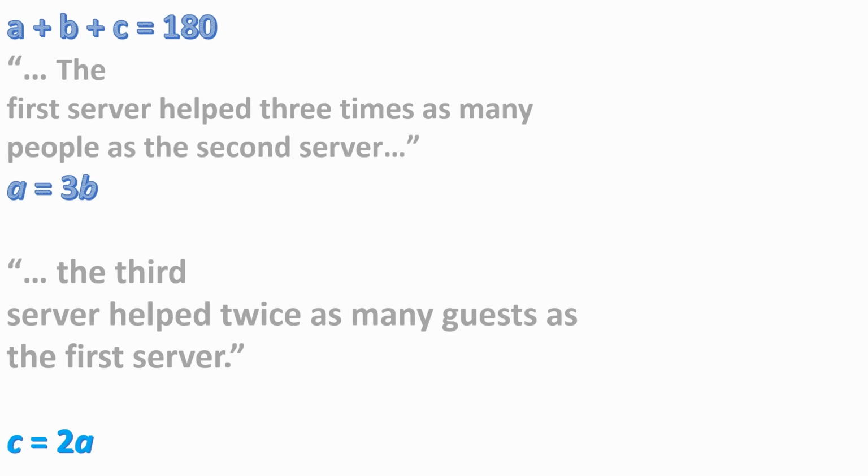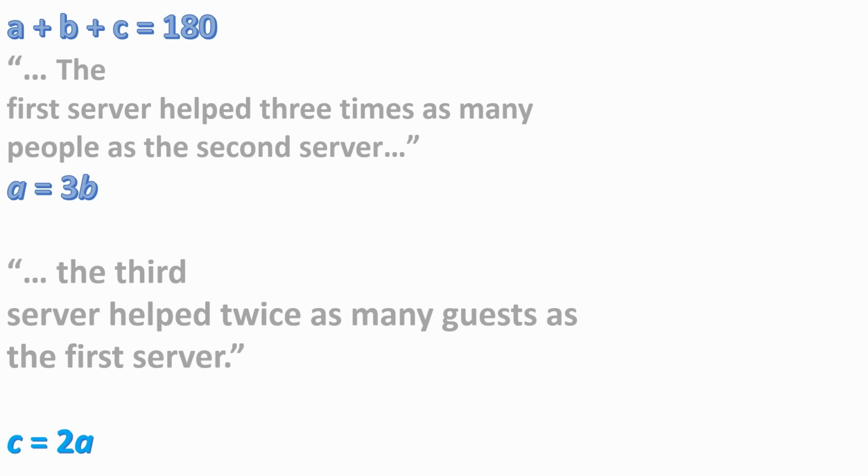If we look back at the beginning, we remember it said the first server helped three times as many people as the second server. So what does that mean? Algebraically, that would be A equals 3B, A equals 3 times B, because server one served three times as many as B did. So now we have a relationship between A and B.